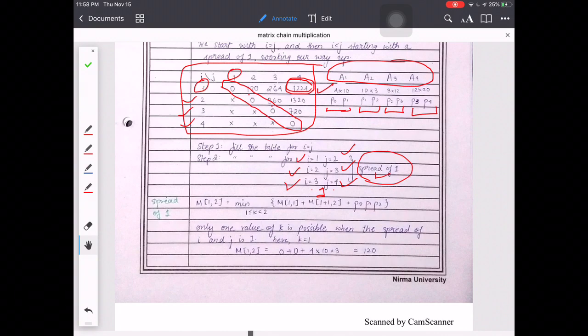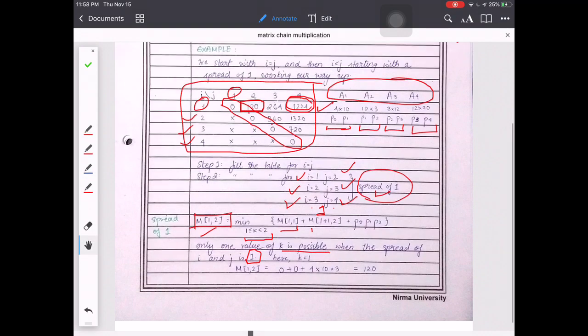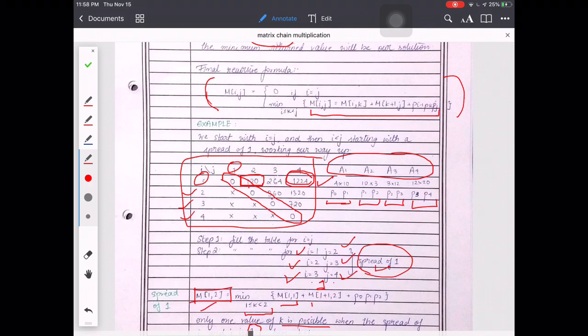So the first value that we have in the table to fill is (1, 2), this box right here, right? So M[1][2] would be the minimum over k between 1 and 2, and since here k can only have one value, which is 1. So for k equal to 1, we would calculate M[1][2] as M[i][k], where i is 1 and we have taken k as 1, so M[1][1]. Let me just show you the formula. And we have M[k+1][j], so k is 1, so M[2][2]. And then we have P[i-1], that is P0, P[k] is P1, P[j] is P2.